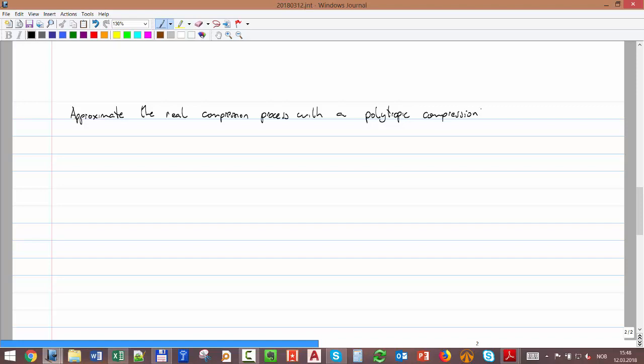And what does the polytropic expression say? It says that P times V to the power of N is a constant. And by changing the number N, I can change how the line looks, if I will have a higher temperature or a lower temperature. If you remember, when N equals K, K being the ratio of the specific heats, Cp divided by Cv, then this process is isentropic.